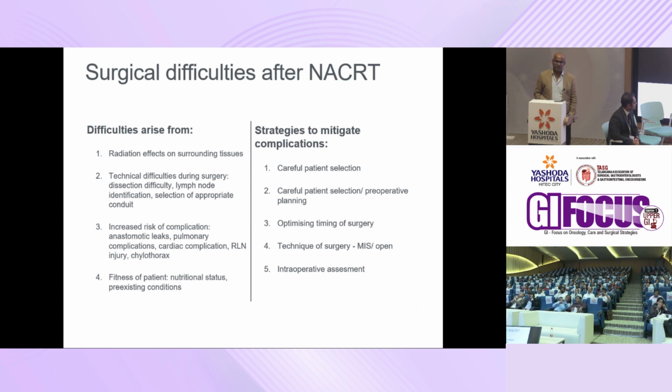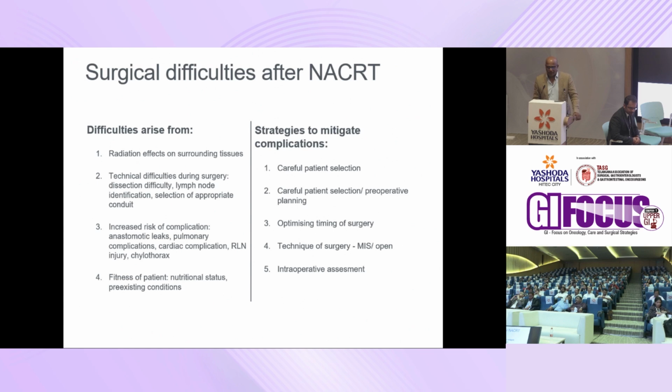And in case the conduit that we are going to take is in the field of radiation, particularly in GE junction tumors, the conduit might necrose, and anastomotic leaks can increase. So all these problems will be there, and post-chemoradiation therapy, because of the nutritional status and other pre-existing conditions like lung disease, post-radiation and all, they'll increase the complication rates.